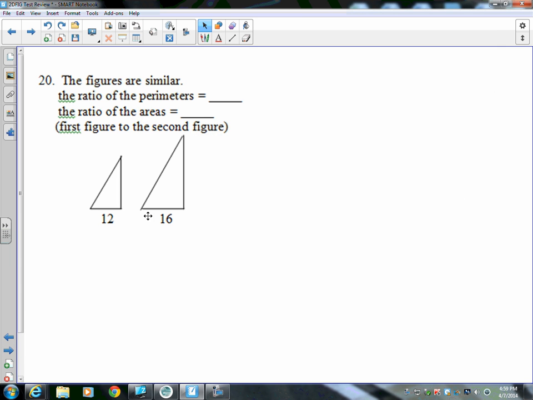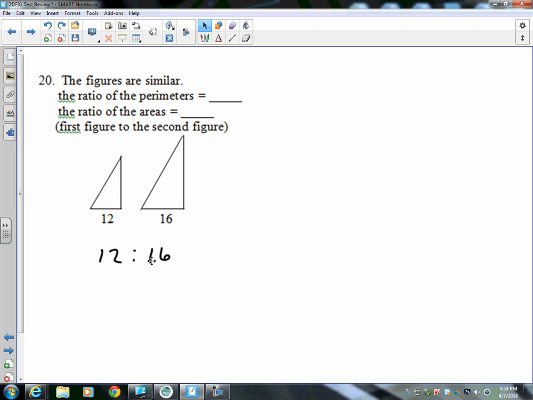Next question, number 20. It says the figures are similar. We're going to find the ratio of the perimeters and the ratio of the areas, going from the first figure, this one, to the second figure. First of all, I'm only given one side from each figure. So I can say the first figure, 12, to the second figure, 16. This would be our ratio of our sides.